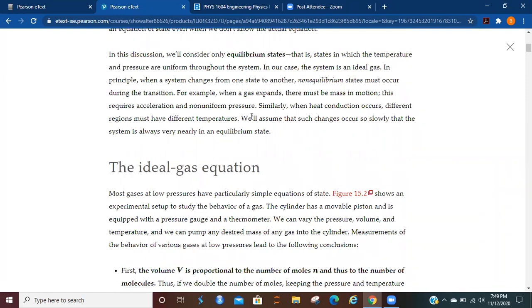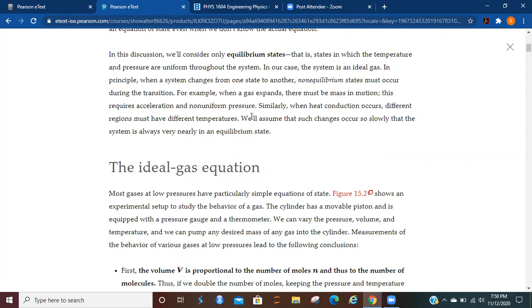In this discussion, we're only going to consider equilibrium states. In other words, states in which the temperature and pressure are uniform throughout the system. In our case, the system is going to be an ideal gas. In principle, when a system changes from one state to another, obviously a non-equilibrium state has got to occur in order for the transition to actually follow through.